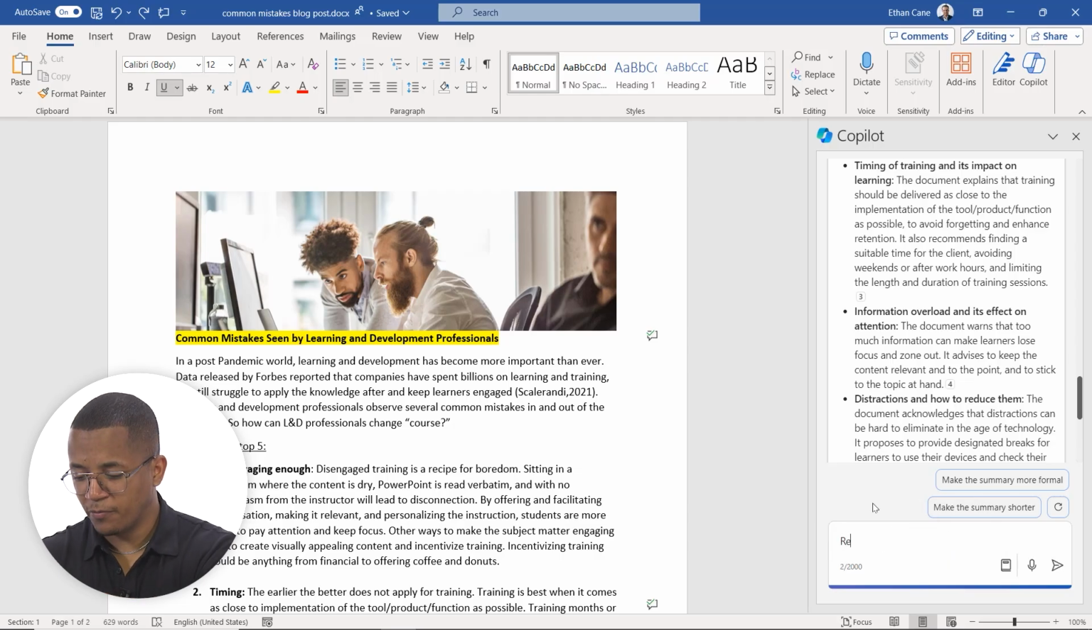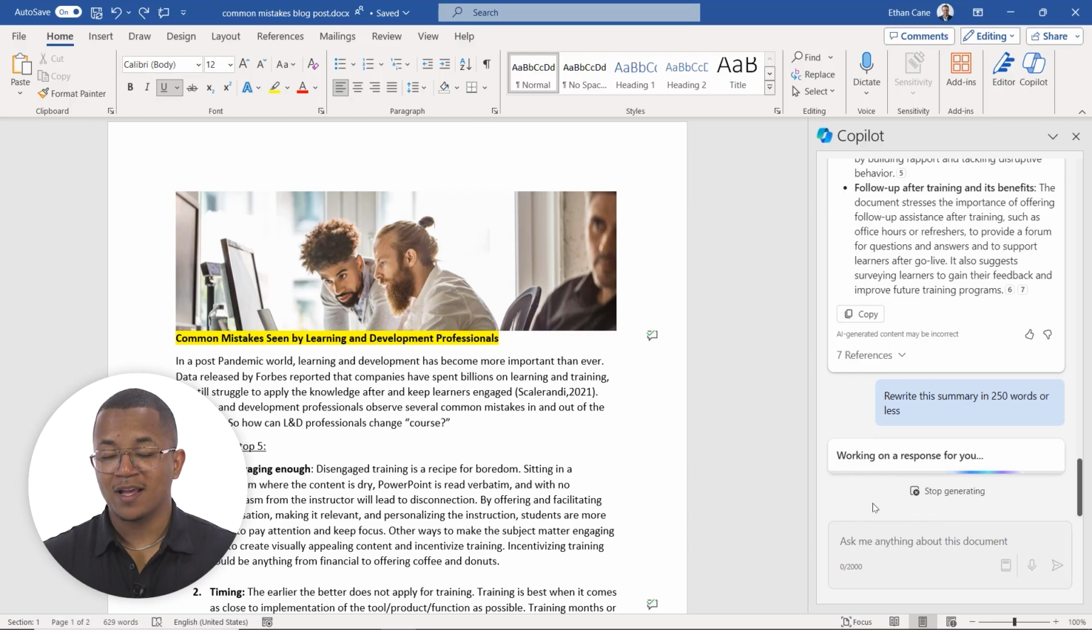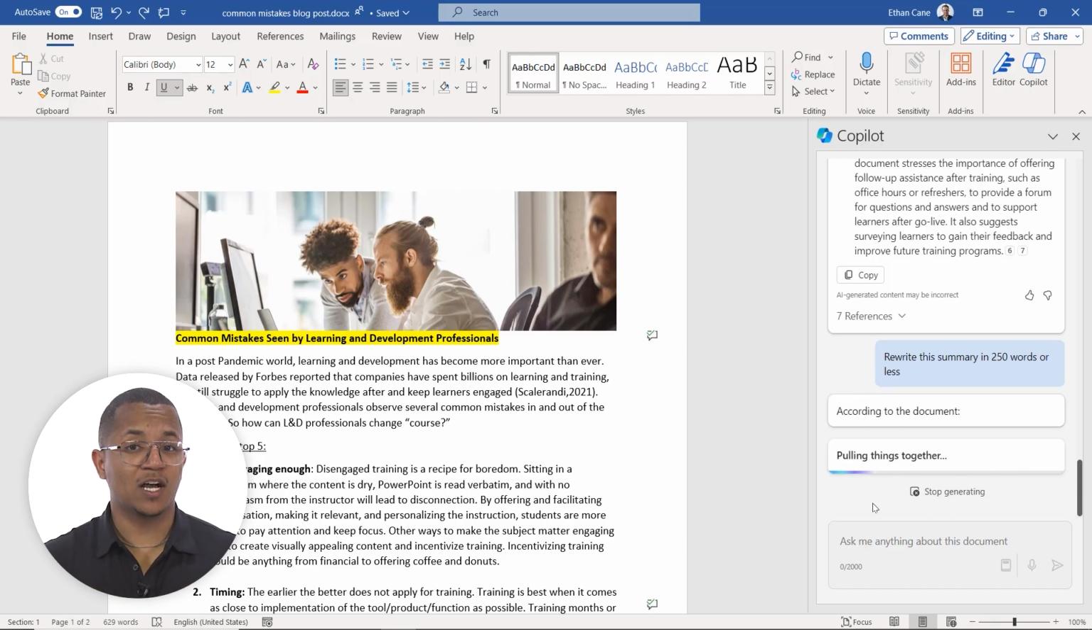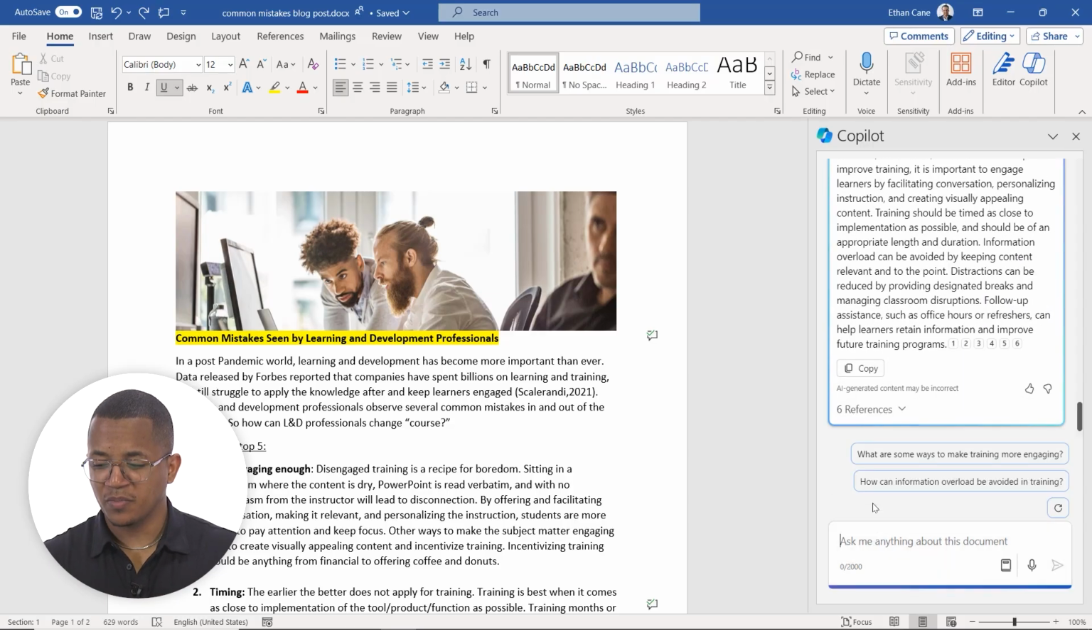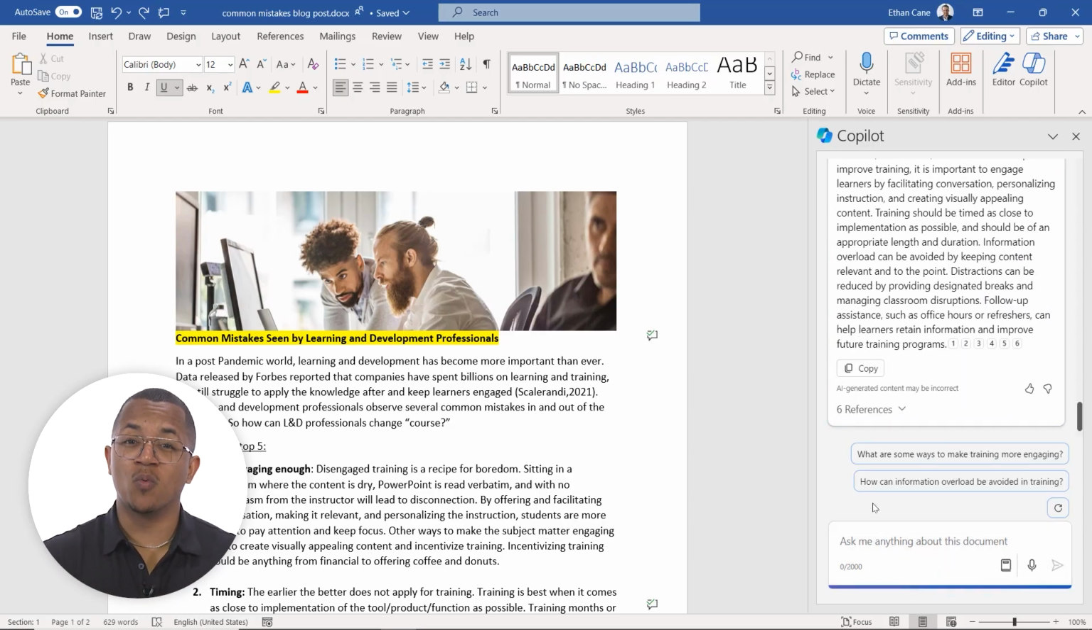So I'm going to say rewrite this summary, and I'm going to give it clear instructions. So I'm going to tell it to rewrite the summary in 250 words or less. Go ahead and put that in there, and now Copilot is going to be able to generate a better response for us based on those specific parameters we gave it. Again, if we had just said, hey, summarize this or make it shorter, it would do the job, and it would do it well. But just giving those extra bits of details really helps us, number one, get what we're looking for, and two, it allows Copilot to give us that specific output that we're looking for. It makes both of our lives easier.